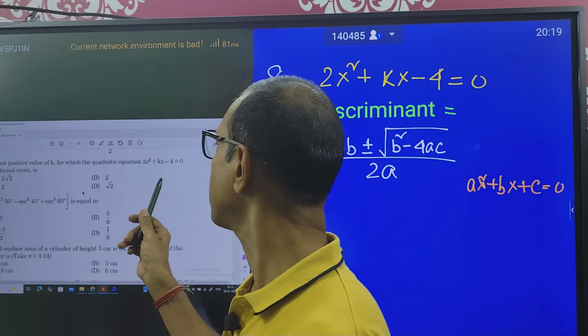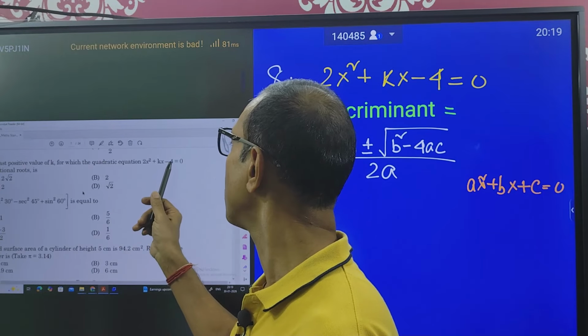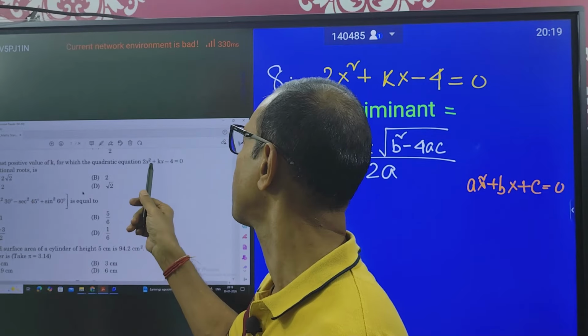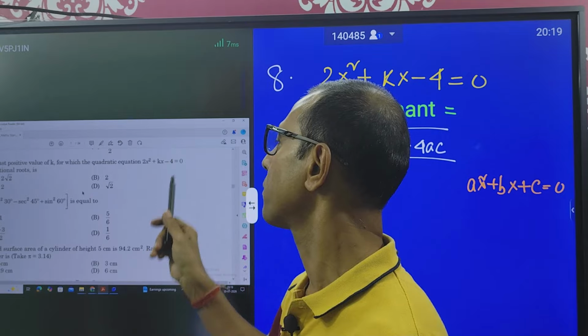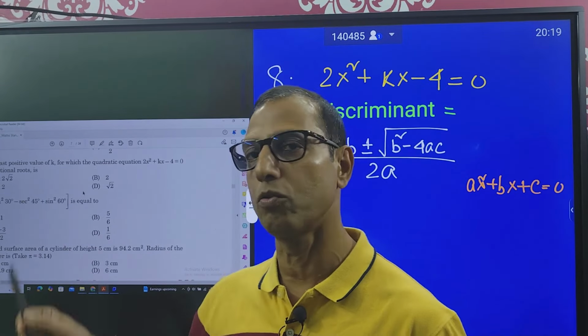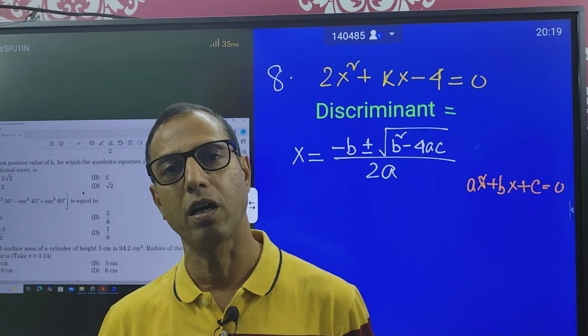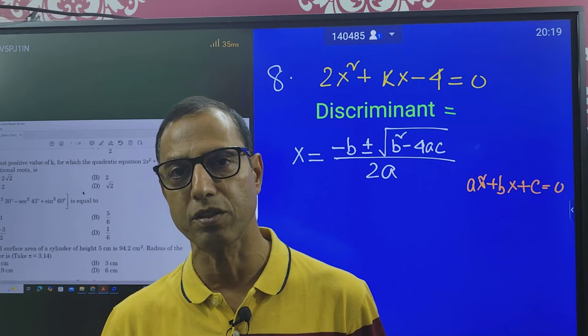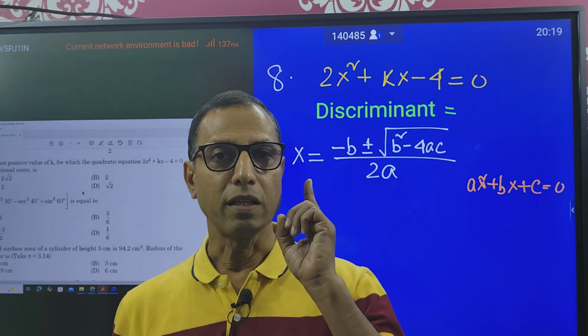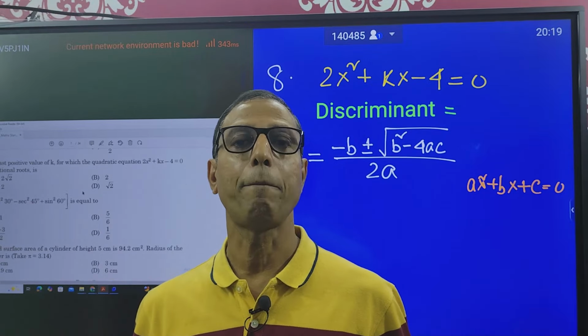And what is the condition to become the roots of this equation rational roots for quadratic equation 2x square plus kx minus 4 equals to 0? So there are two significant terms, rational root. What is the condition to become a rational root for a quadratic equation? The condition is the discriminant has to be a perfect square.